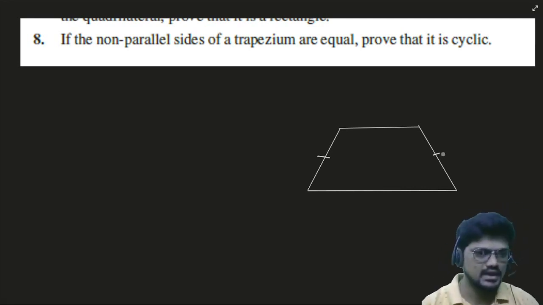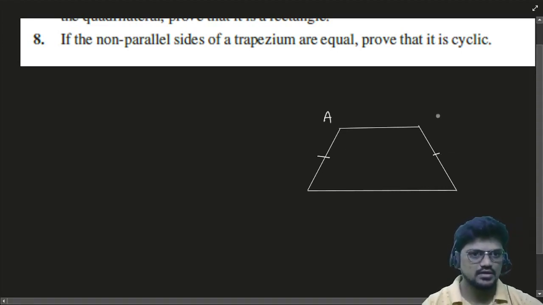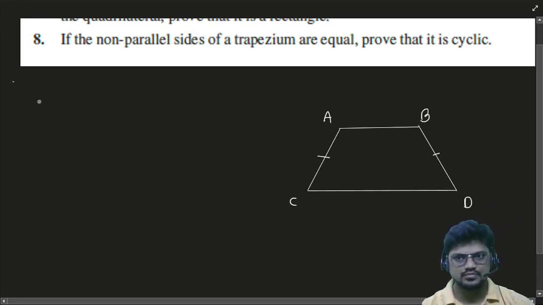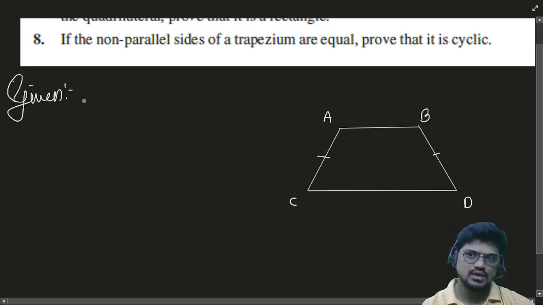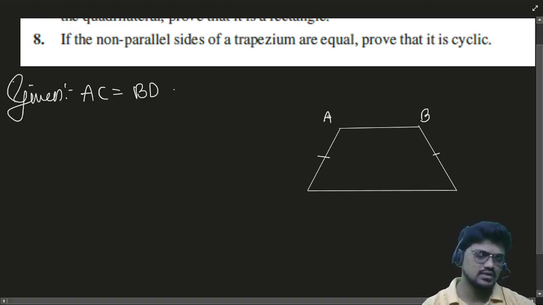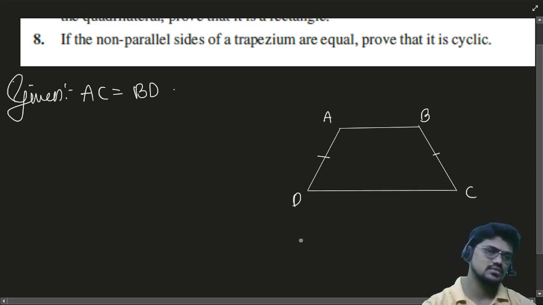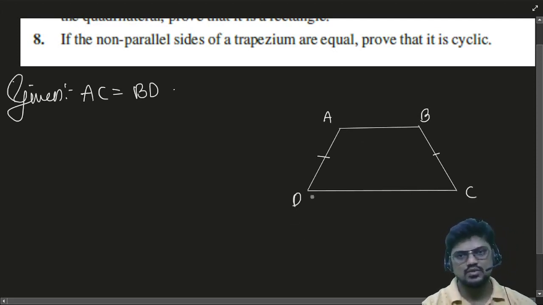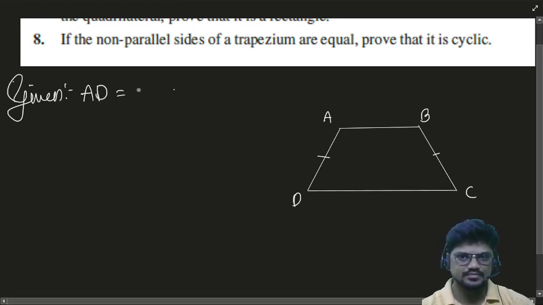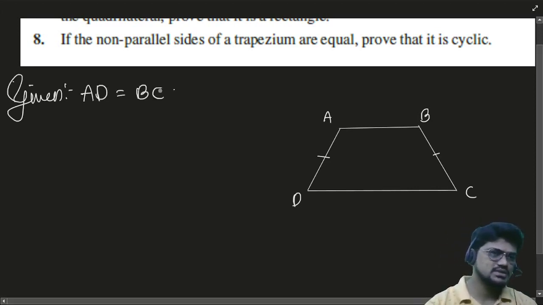You have to prove that it is cyclic. If I say this is A, B, C, and D, what is given? AC is equal to BD. Oh wait, there is a mistake. Every time we have to write the vertices in a clockwise or anti-clockwise way. So if this is A, B, then this should be C and this should be D. We cannot write this as C and this as D. Now AD is equal to BC. That's what is given. AD is equal to BC.